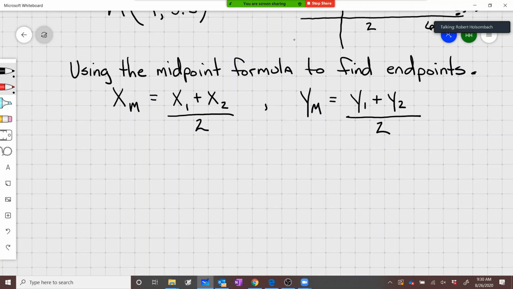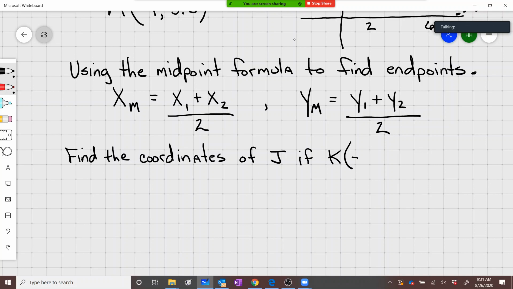Alright, so what we're going to do now, we're going to find the coordinates of J, if K (negative 1, 2) is the midpoint of JL, and L is at 3, negative 5.